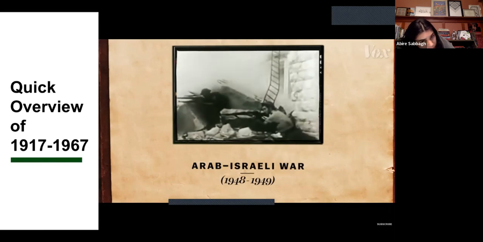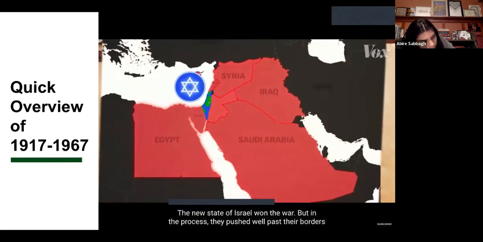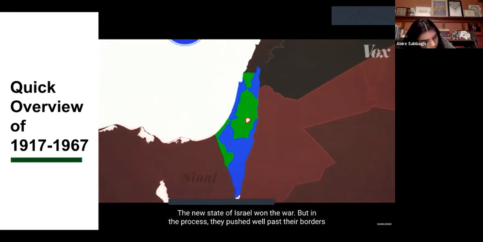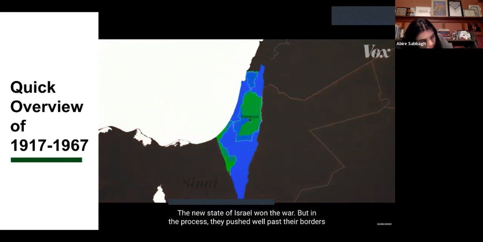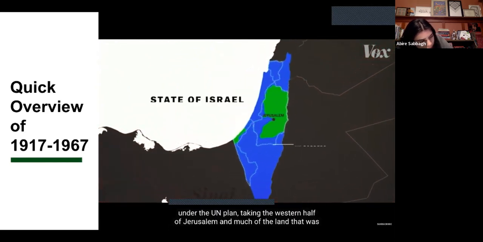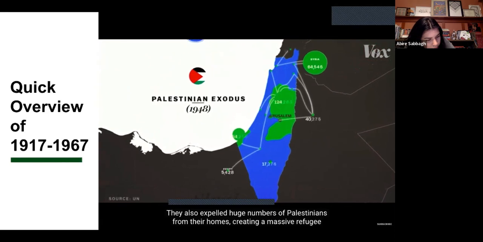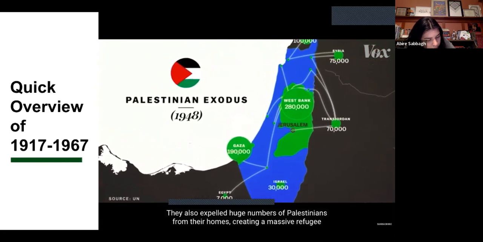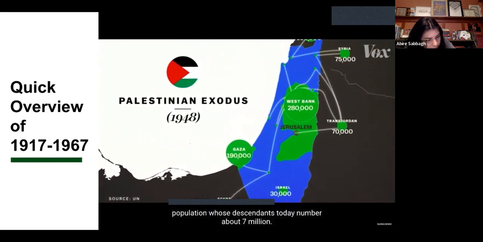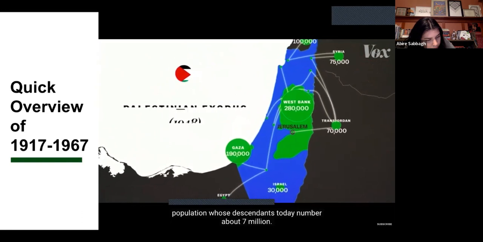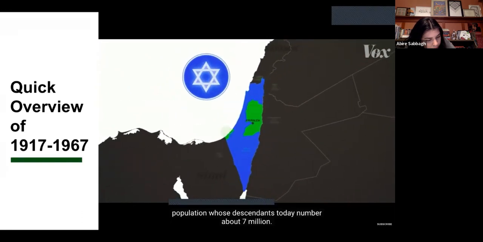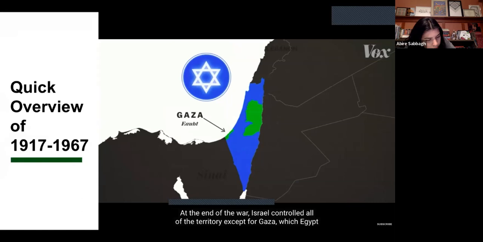The new state of Israel won the war, but in the process, they pushed well past their borders under the UN plan, taking the western half of Jerusalem and much of the land that was to have been part of Palestine. They also expelled huge numbers of Palestinians from their homes, creating a massive refugee population whose descendants today number about 7 million. At the end of the war, Israel controlled all of the territory except for Gaza, which Egypt controlled, and the West Bank, named because it's west of the Jordan River, which Jordan controlled.